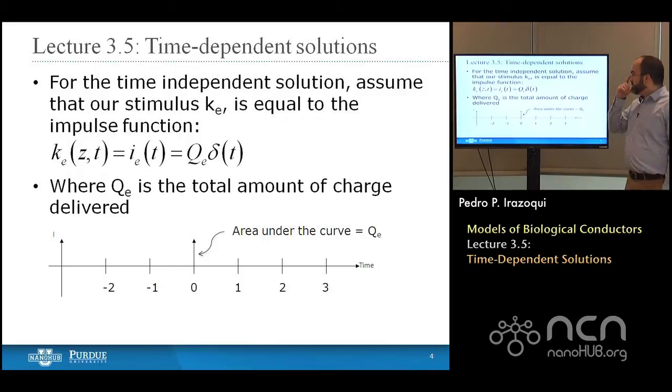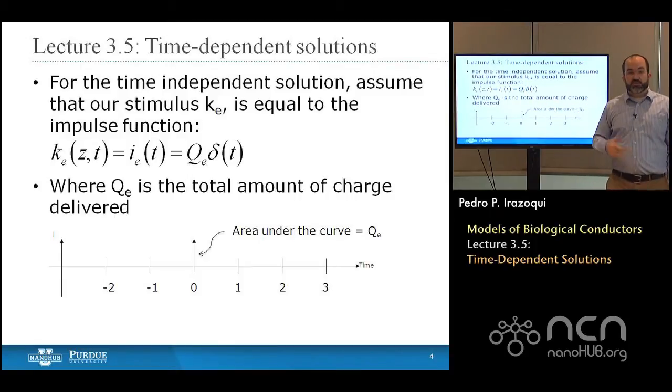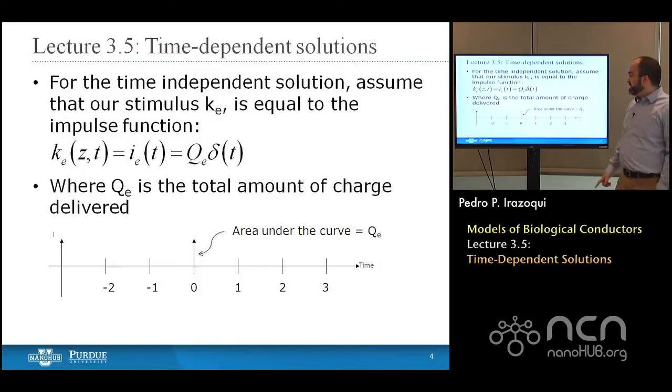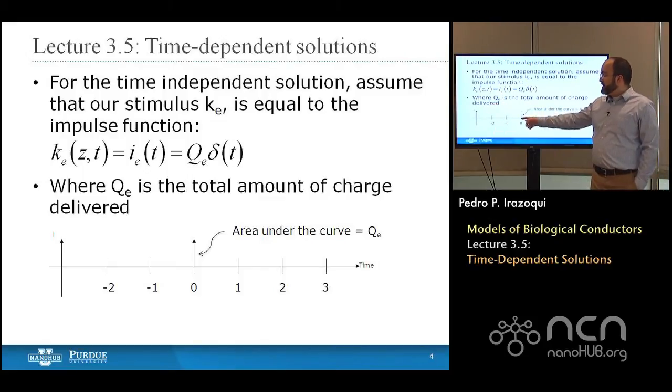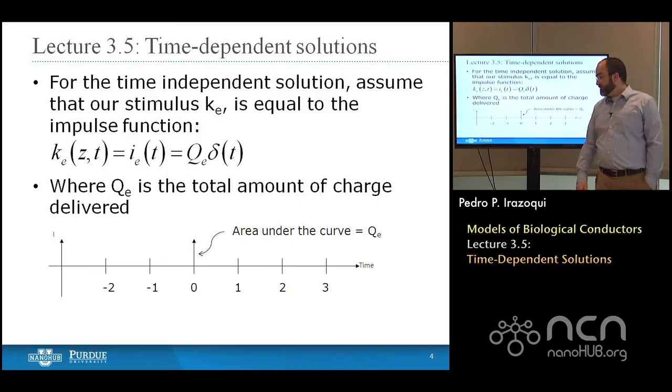And the impulse function gives you an infinite area over an infinitesimally small space of time. So if you integrate the impulse function over all time, you get 1. And if you multiply that 1 times the total amount of charge delivered, you get the total amount of charge that you want in your current. So Qe is the total amount of charge delivered, and if we plot Ke, we find that the entirety of that charge is contained in the area underneath the curve of this infinitely tall pulse that's infinitesimally small in width.